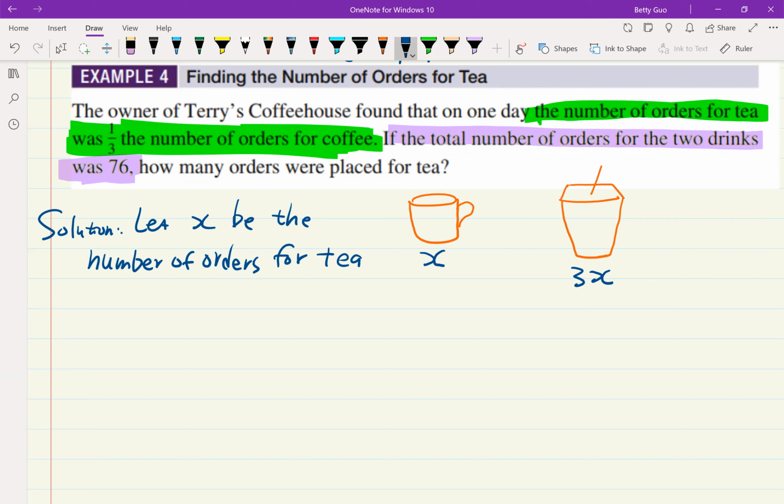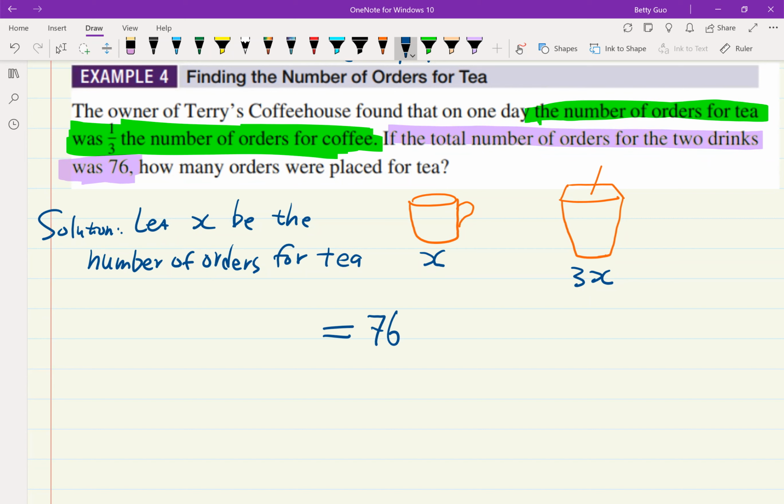Okay, now we need to set up an equation, right? Let's see, how do we set up the equation? Another piece of information from the problem is the sentence in purple. Let's read the sentence in purple. The total number of orders for tea and coffee was 76. Was 76. We are creating an equation. Was 76. So we have equal 76, right?